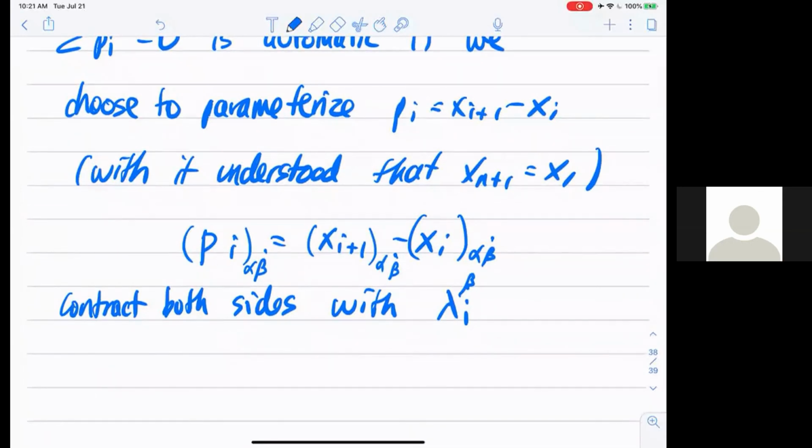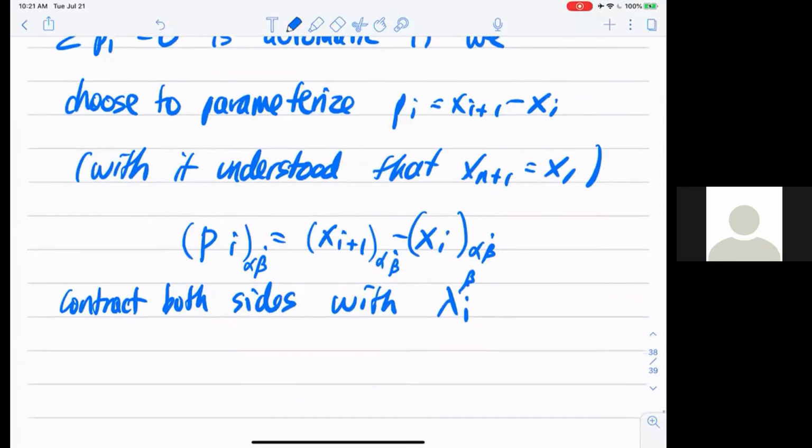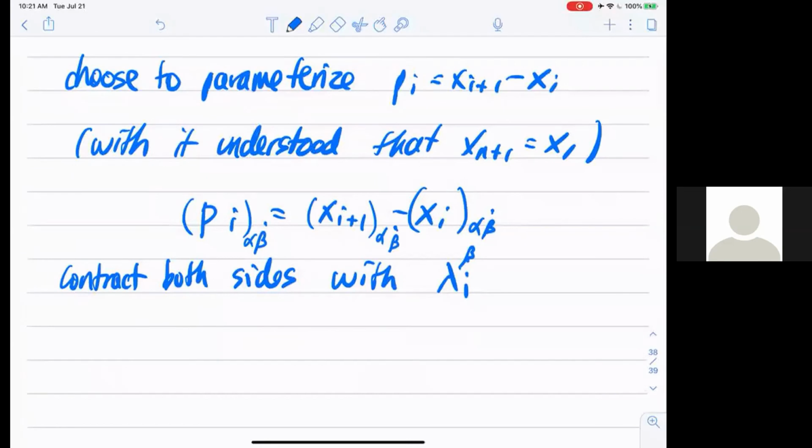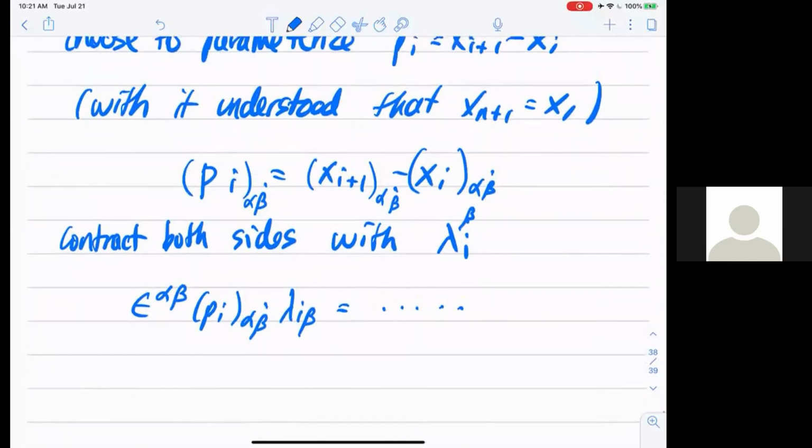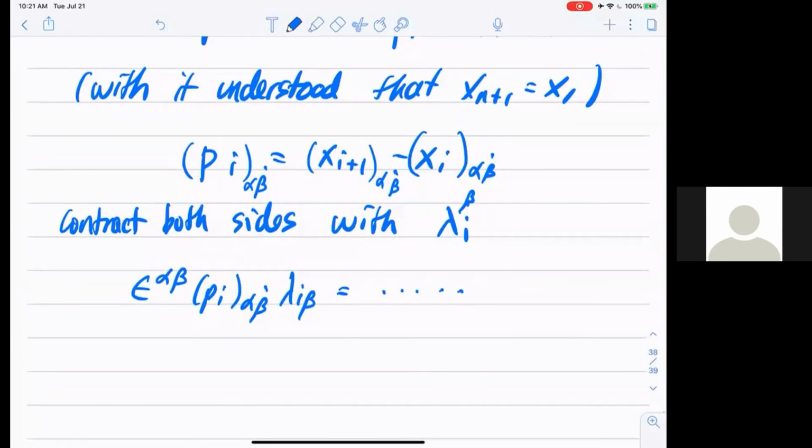As always, when I use the word contract, the indices for SU(2) left and SU(2) right are contracted with the epsilon symbol. To be absolutely specific, that would mean epsilon alpha beta P_i alpha beta dot lambda_i beta equals blah, blah, blah. That's what I mean by contracting. But to simplify notation, I'm just going to use a shorthand that you'll see in a second.